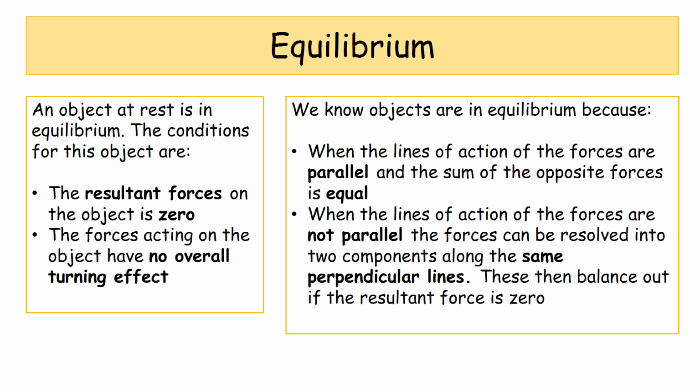So we need to think about equilibrium. We did touch on this when we looked at centre of mass. Equilibrium is when the forces acting on an object are zero. All resultant forces add up to zero. And when all the resultant forces add up to zero, then the object doesn't move, or it continues to move with no change of direction. Okay. When the lines of action of forces are parallel and the opposite forces are equal, tick, we know that. And also when the lines of action of the forces are not parallel.